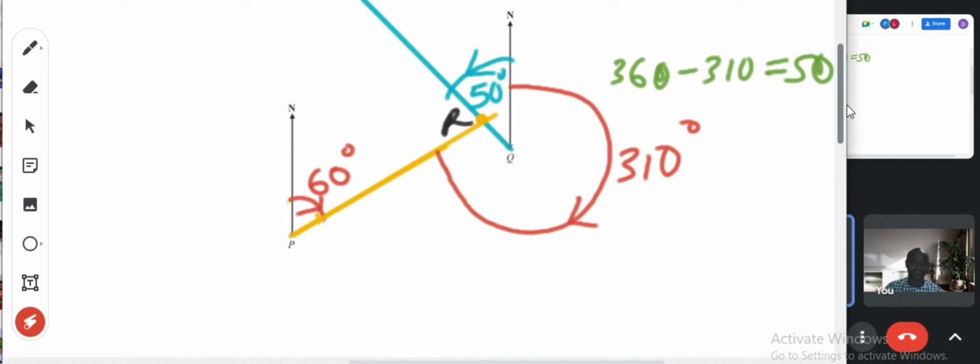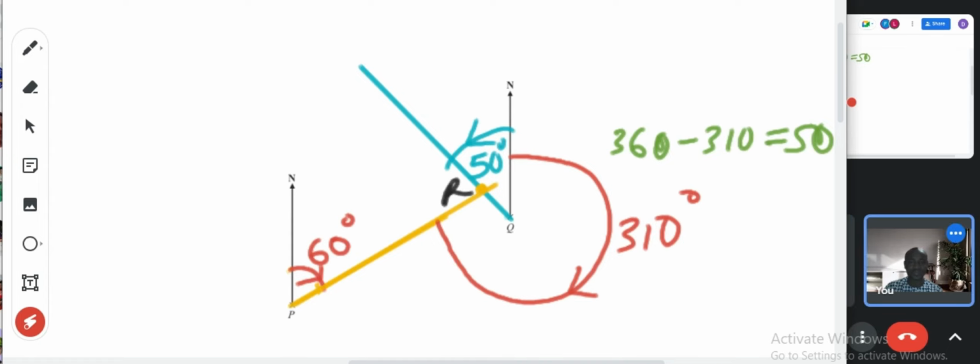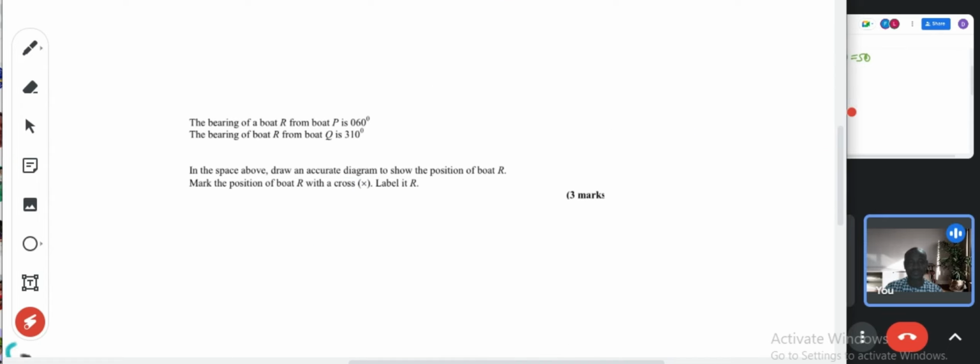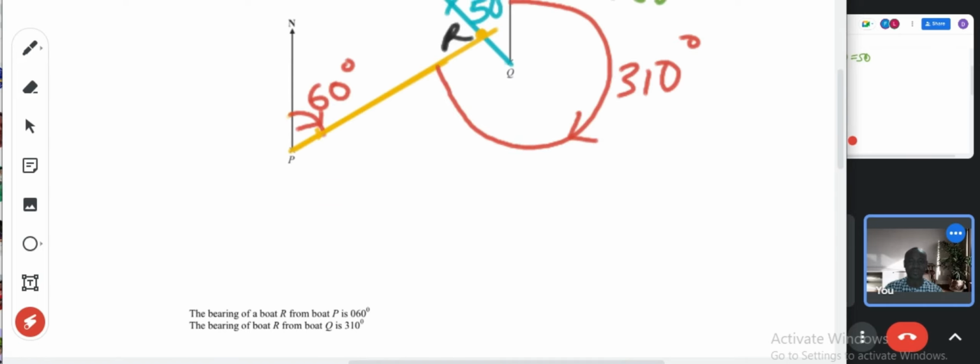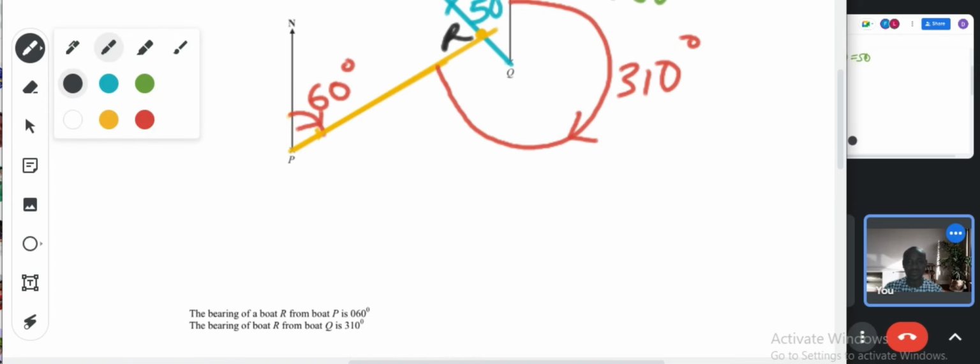Is that just how it's meant to look then? That's all. You have your three marks. Now it says in the space above, draw an accurate diagram to show the position of point R. Mark the position R with a cross X. That's all. You're done. So you just mark it with X. That's the position.